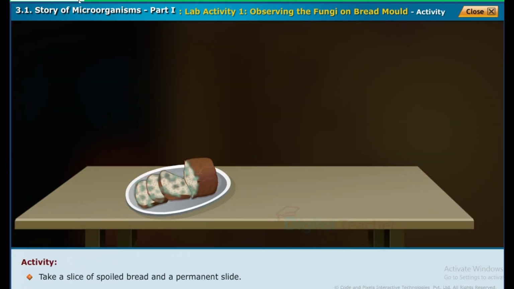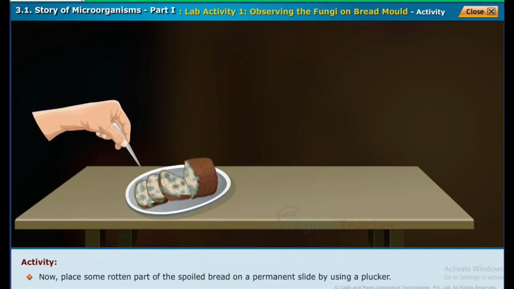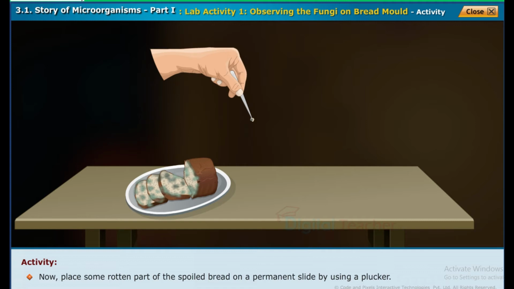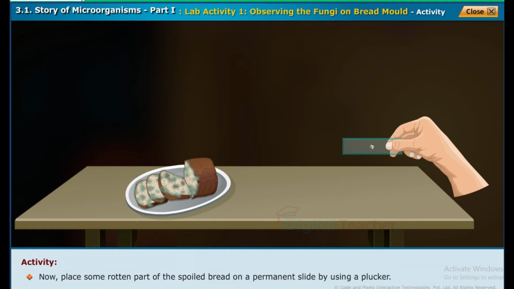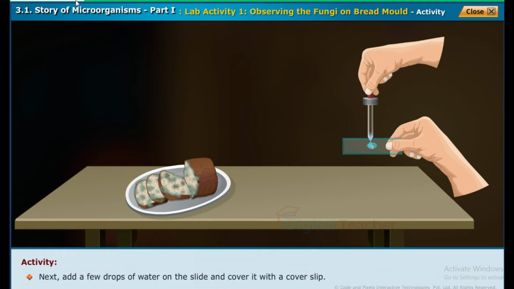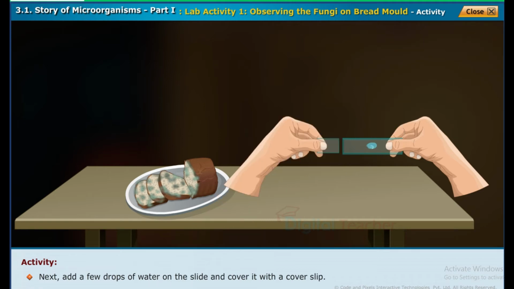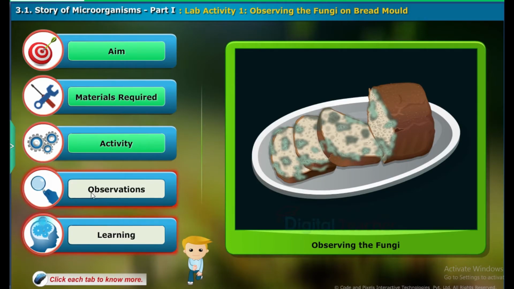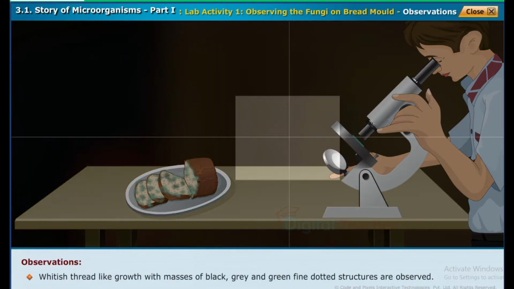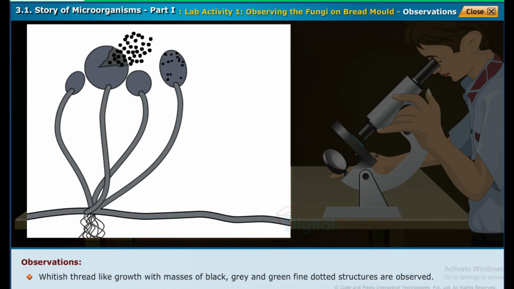Take a slice of spoiled bread and a permanent slide. Now, place some rotten part of the spoiled bread on a permanent slide by using a plucker. Next, add a few drops of water on the slide and cover it with a cover slip. Whitish thread-like growth with masses of black, grey and green fine dotted structures are observed.